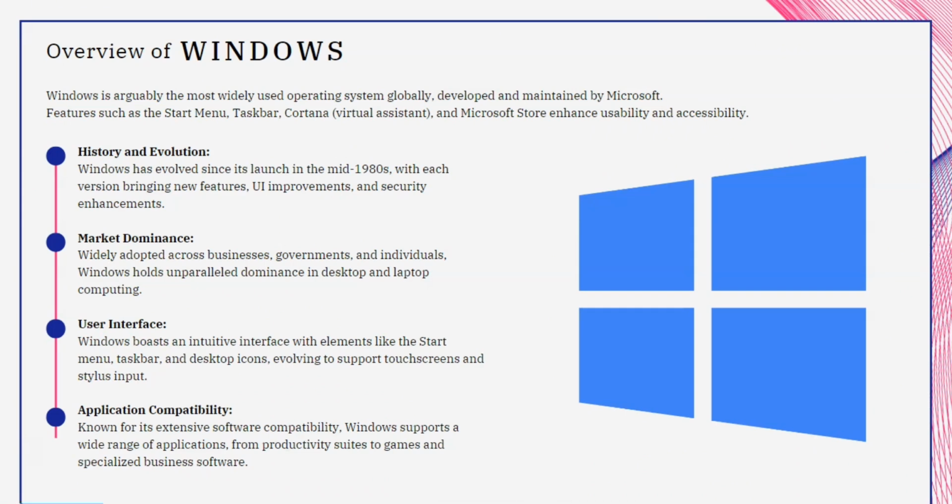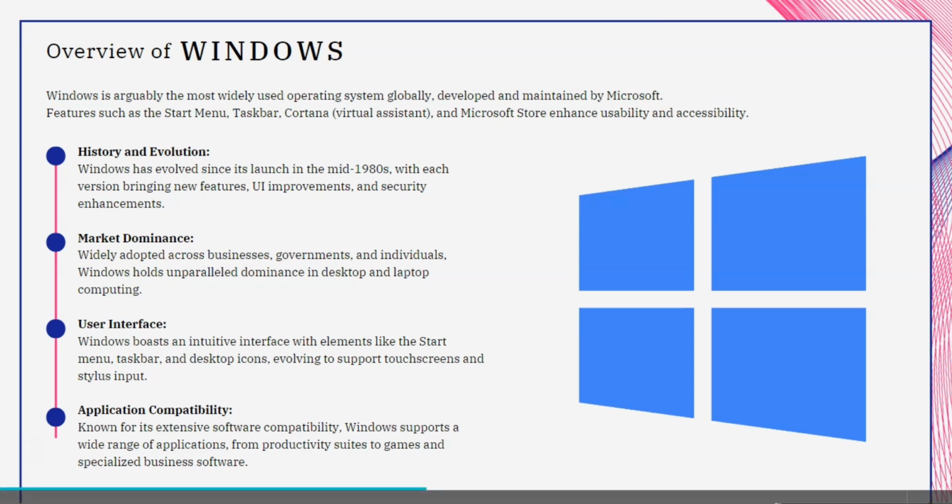Application compatibility. Windows is known for its extensive software compatibility. Most software, you can actually get it on Windows. Some of us, like me, who like Windows more than Apple, it is simply because of this. There's a lot of apps and applications that I don't need to worry about whether I will be able to install on my laptop when I am using Windows. And this is a benefit that most of us enjoy. So it supports a wide range of applications from productivity suites to games and specialized business software.